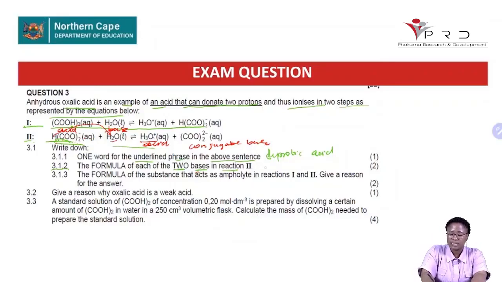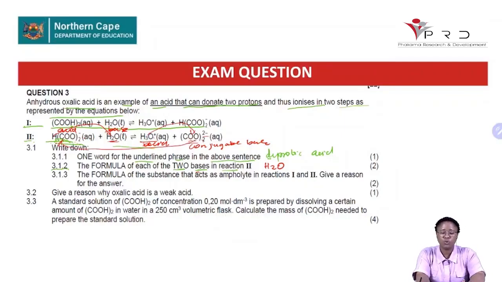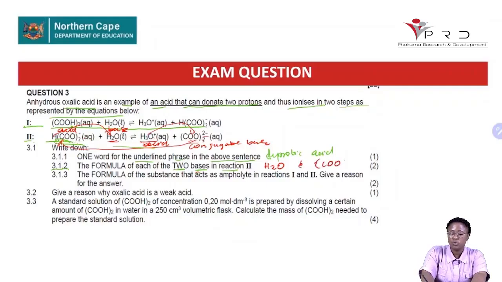So our correct answer will be H2O is a base in the forward reaction, and then C2O4 2 minus will be a base because the H3O plus has to donate a hydrogen back to C2O4 2 minus to take it back to HC2O4 minus. All right, so it's H2O and C2O4 2 minus. So these are the correct bases that we must know.